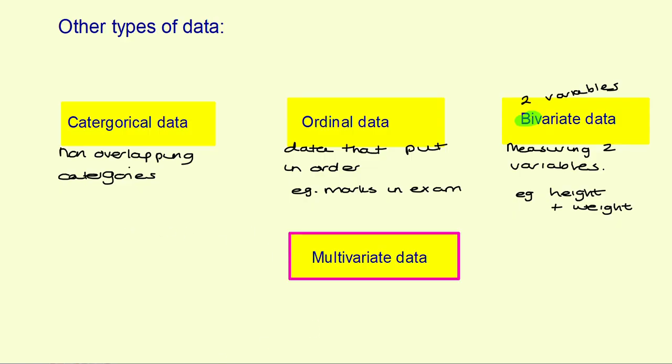And multivariate is more than two variables. Multivariate data is more than two variables. Okay, that could be comparing height, weight and shoe size together. Okay, for example, if you were comparing someone's height, weight and shoe size. Please get those on your first flashcards, okay? So you should have a number of flashcards so far.